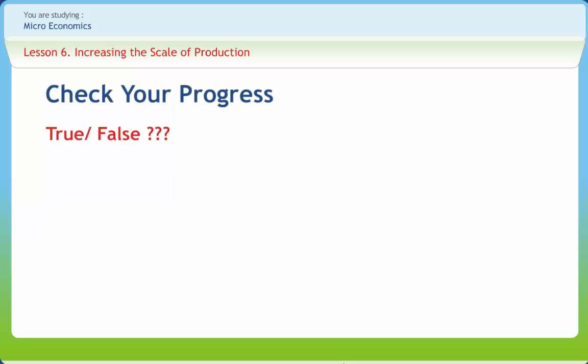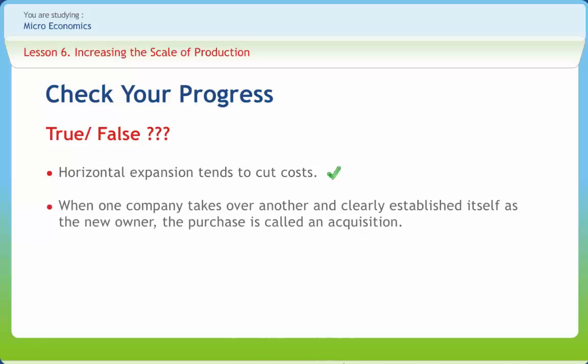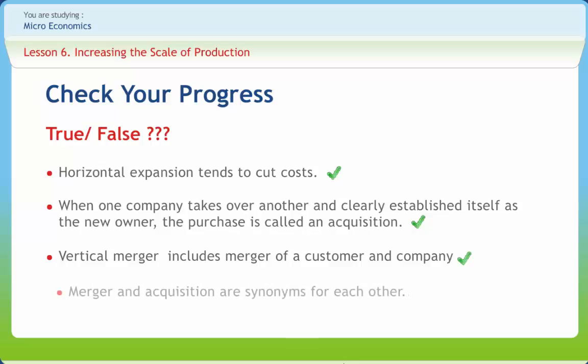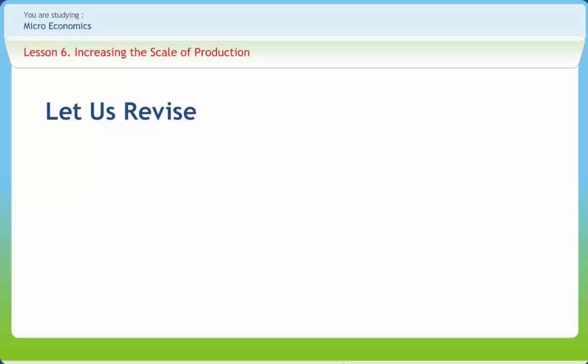Now let us check if we have understood the various concepts discussed in this lesson clearly. Horizontal expansion tends to cut costs. Right or wrong? Right. When one company takes over another and clearly establishes itself as the new owner, the purchase is called an acquisition. Right or wrong? Right. Vertical merger includes merger of a customer and a company. Right or wrong? Right. Merger and acquisition are synonyms for each other. Right or wrong? Wrong.